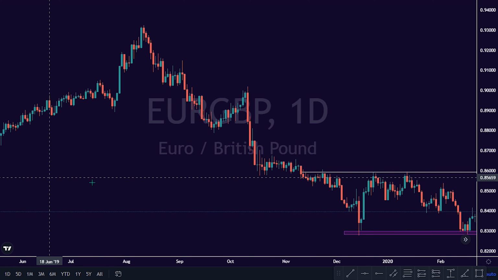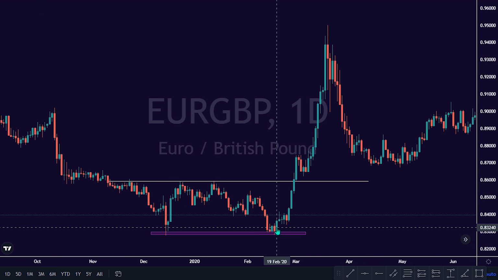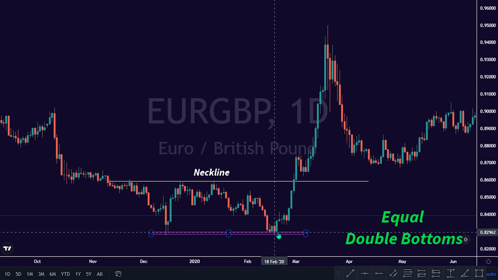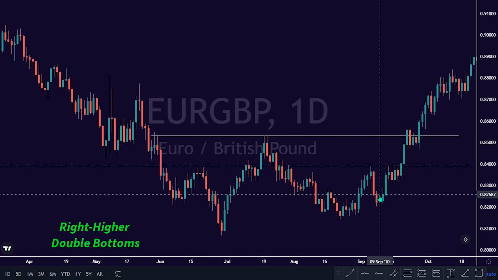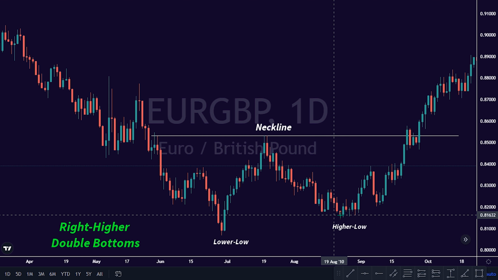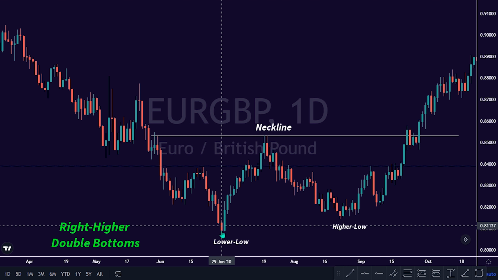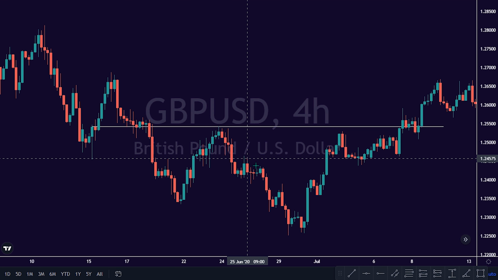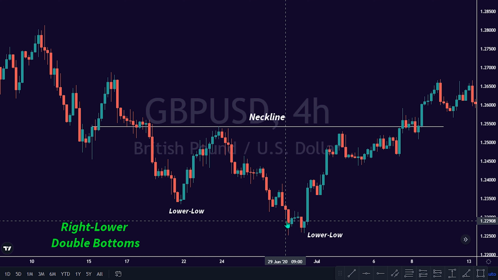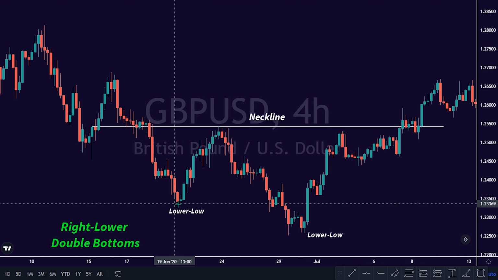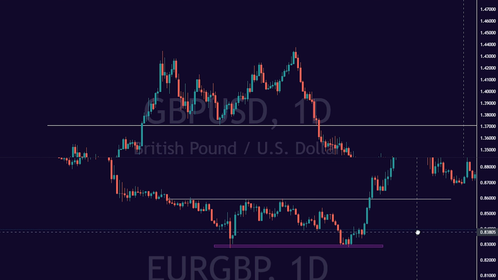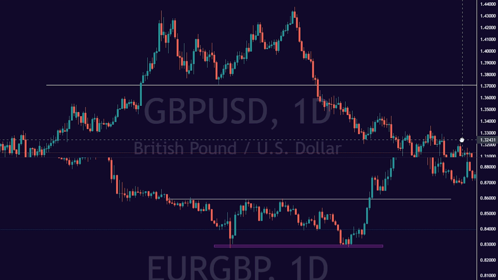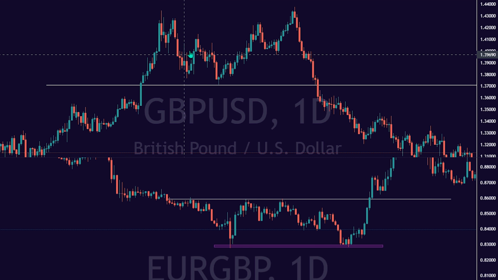Double bottoms can also exist in 3 variations. Number 1, an equal bottoms formation. These double bottoms have almost the same bottoms price level lows. Number 2, a right higher bottom. These double bottoms have their second bottom higher than the first bottom. Number 3, a right lower bottom. These double bottoms have their second bottom lower than the first bottom. As a beginner trader, master how to trade the equal double tops and double bottoms chart patterns before proceeding to the rising and falling tops and bottoms.